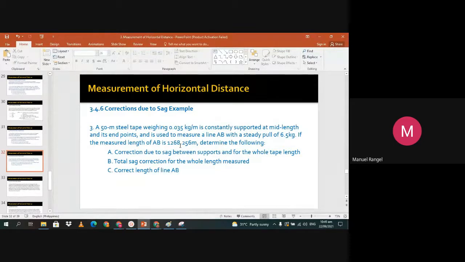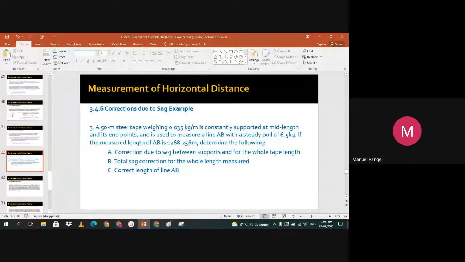So a 50 meter steel tape weighs 0.035 kilogram per meter. It's continuously supported at mid-length and its endpoints, and it's used to measure a line AB with a steady pull of 6.5 kilograms. If the measured length of AB is 1,268.2256, determine the following. A, correction due to sag between supports and for the whole tape length. And B, total sag correction for the whole length measured and the correct length of AB.